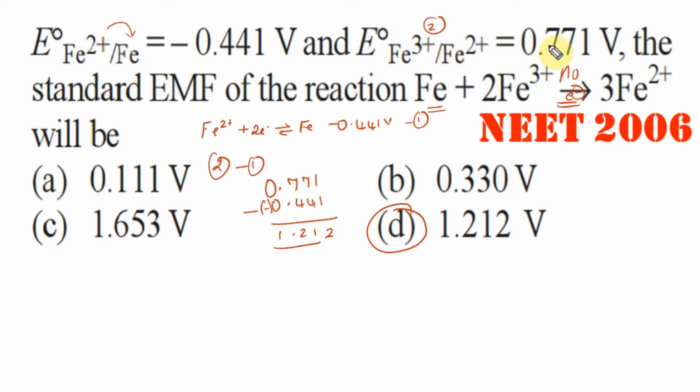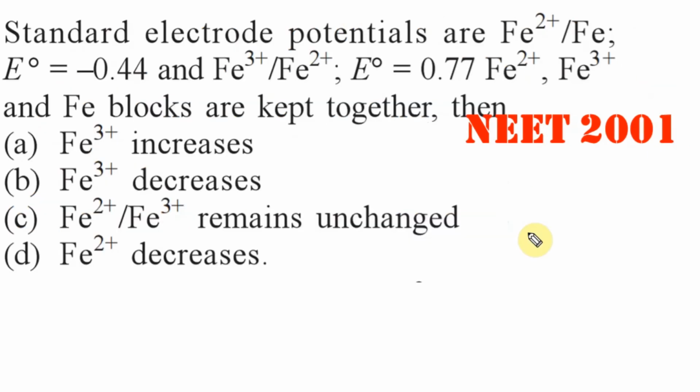Now here, if you look at the electron count, this is 2 electrons, this is 1 electron. So I have to multiply this equation by 2. If I multiply this equation, it does not mean the E naught will get multiplied, because E naught does not get multiplied like your delta H or delta G. E naught is an intrinsic property. You don't multiply it based on the amount you take.